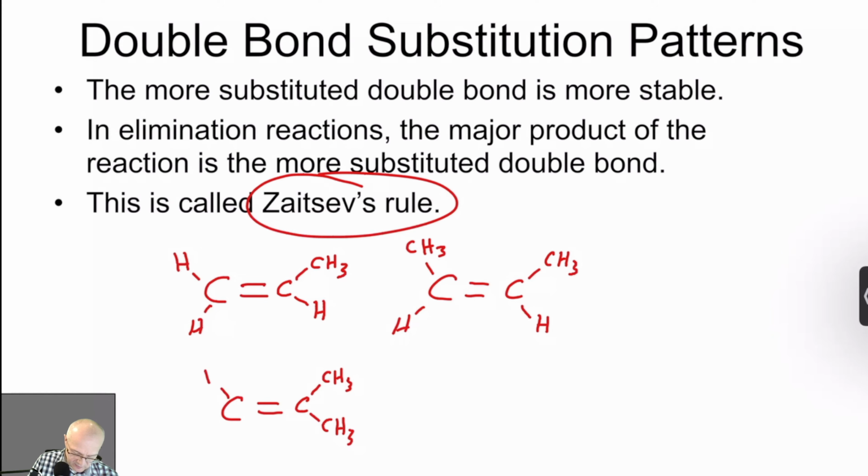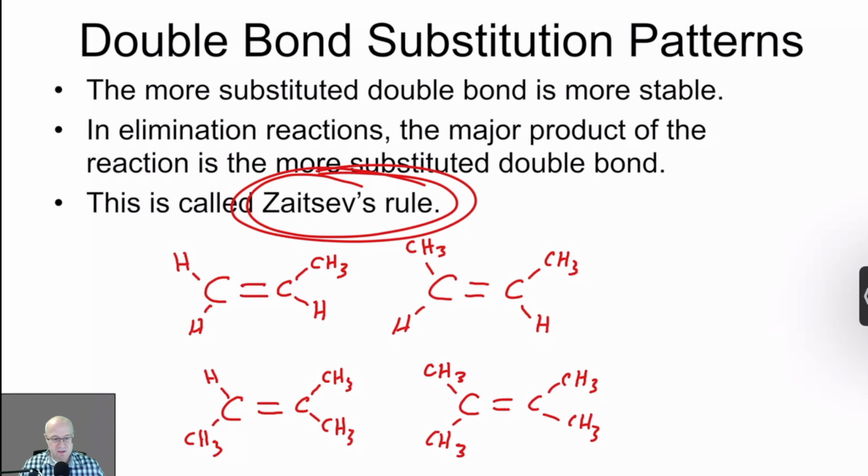So, we're drawing a mono-substituted right here, di-substituted, tri-substituted, and tetra-substituted. All things being equal, the more substituted double bond is the one that forms. And that's Zaitsev's rule. That's Zaitsev's rule.